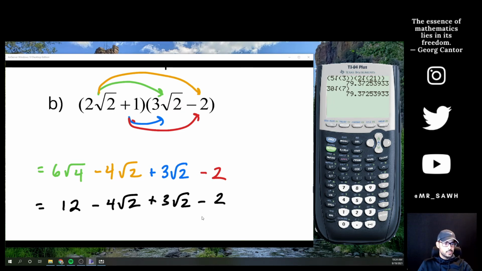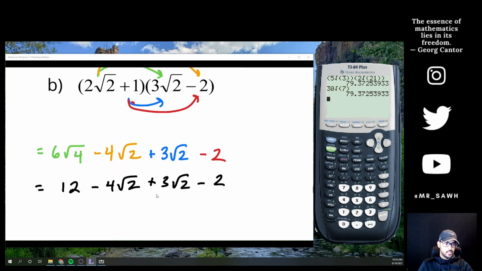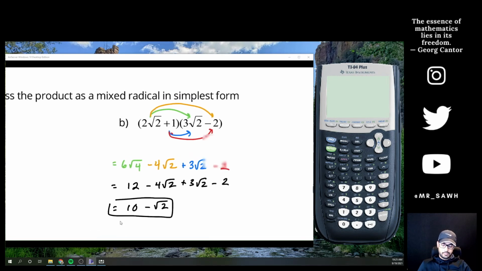So nothing else will change just yet. Now I've got some constants that can go together and some root signs that can go together. So we're going to have 10 minus root 2's, because the negative 4 as one coefficient and positive 3 will reduce to just having negative 1 left, and root 2. So there's my simplified expression. So it looks good.